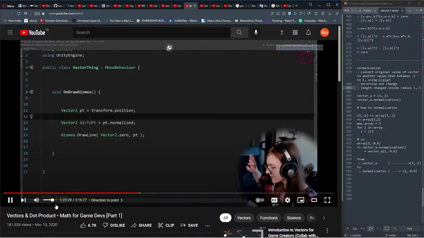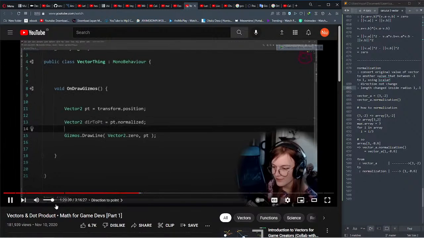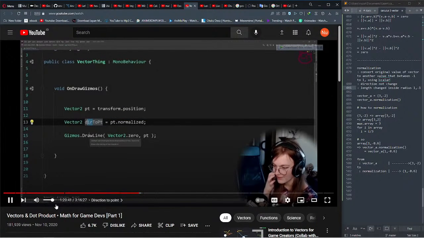And again, I'm using the word direction to mean a vector of length 1, which is sometimes also called a unit vector, a normalized vector. It has a bunch of terms, but usually when I use the word direction, I mean a normalized vector, just to clarify.